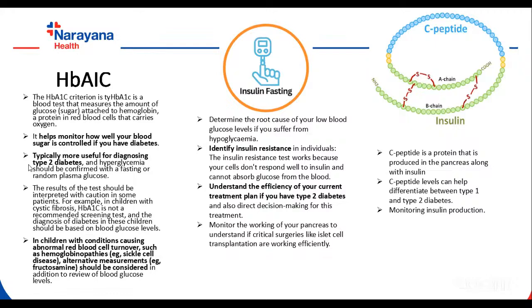And then C-peptide, which is also ordered in the test panel if you have a suspicion of diabetes mellitus. It is a protein that is produced in the pancreas along with insulin. C-peptide levels can help you differentiate between type 1 and type 2 diabetes. It helps monitor insulin production.